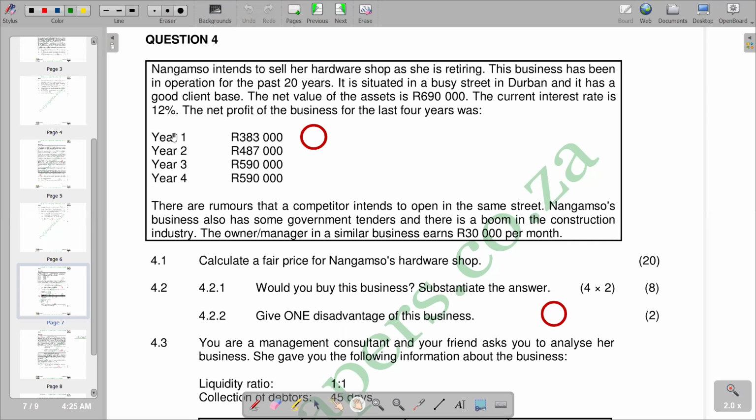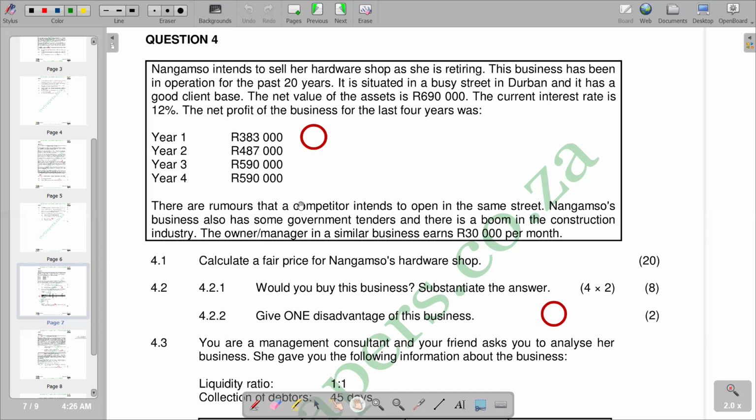Our question reads: Nangamiso intends to sell a hardware shop as she is retiring. This business has been in operation for the past 20 years. It is situated in a busy street in Durban, and it has a good client base. The net value of the assets is 790,000. The current interest rate is 12%. The net profit of the business for the last 4 years was 383,000 for year one, 487,000 for year two, 580,000 for year three, 590,000 for year four.